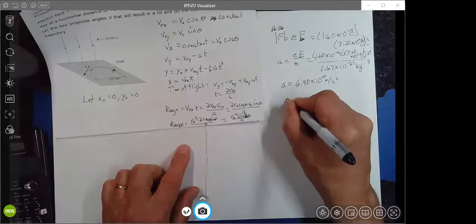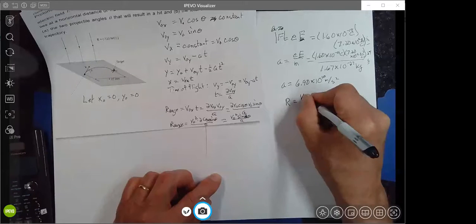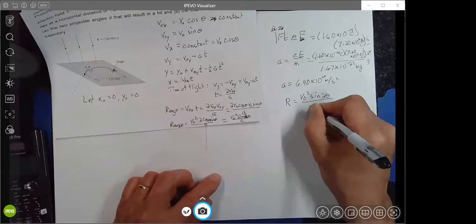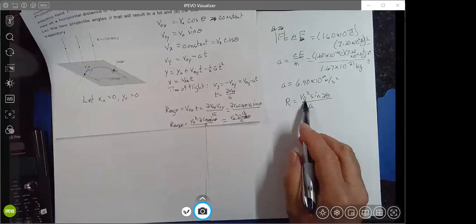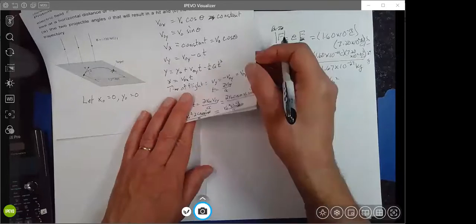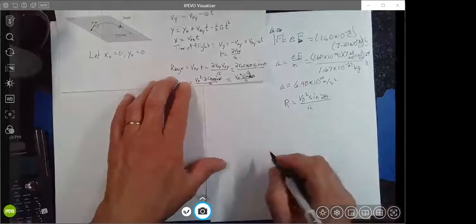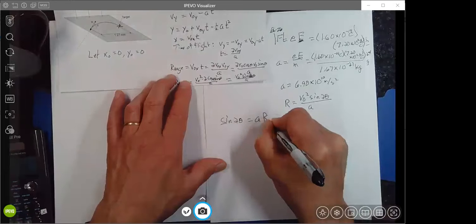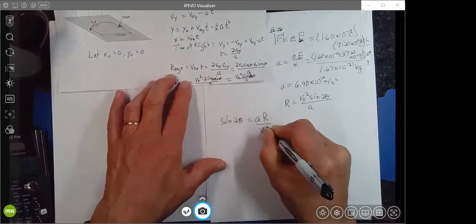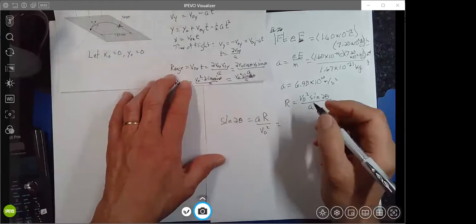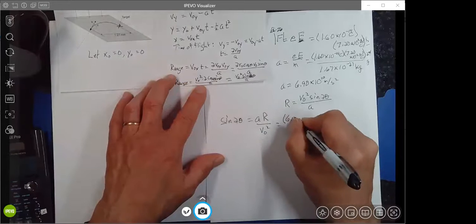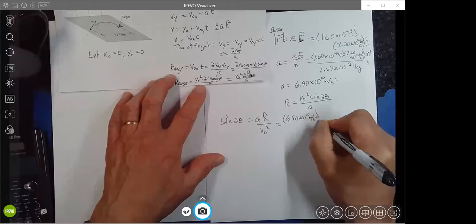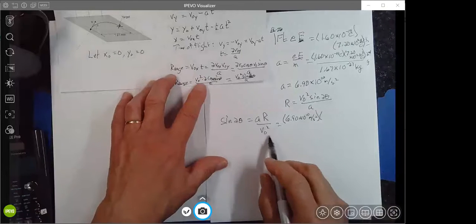I'll use an R for range. That will equal V naught squared sine of 2 theta divided by A. And I know A, and I know V naught, so I can figure out what theta happens to be from that. So let's do that. Sine of 2 theta will equal AR divided by V naught squared, which is 6.90 times 10 to the 10th meters per second squared. Here's hoping we come up with a number less than 1 for this thing.